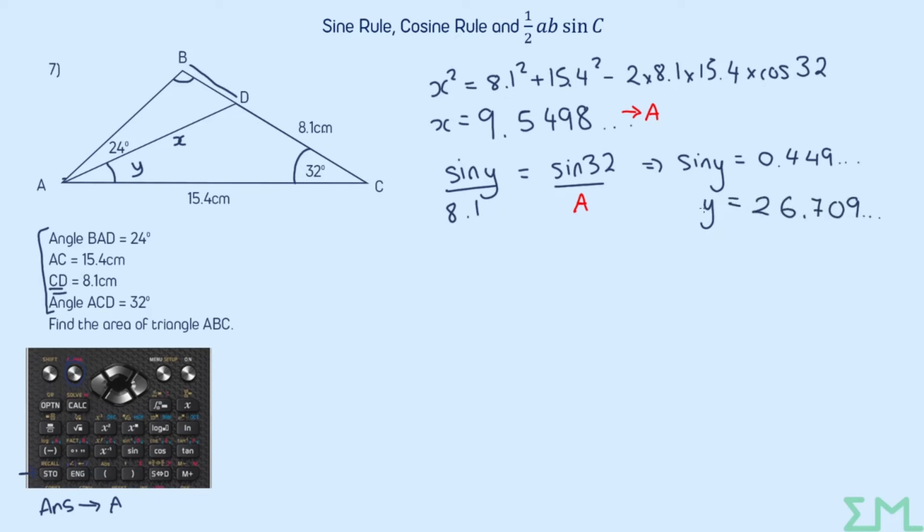You inverse sine on that, and I get 26.709. So here's another value that I need to store. So again, store button. I'm going to press this one here this time to store it as B. I'm going to make a note in my working that I have stored this as B.